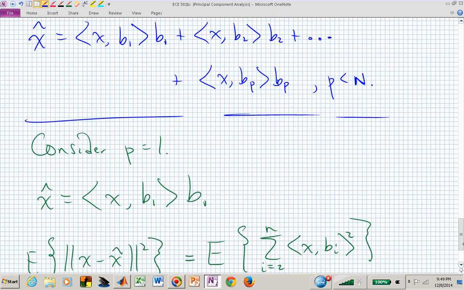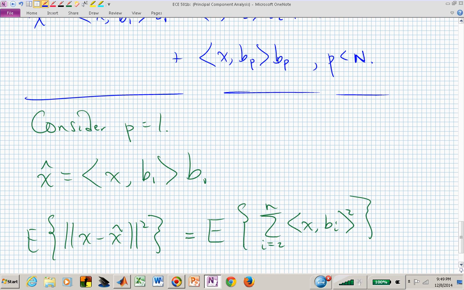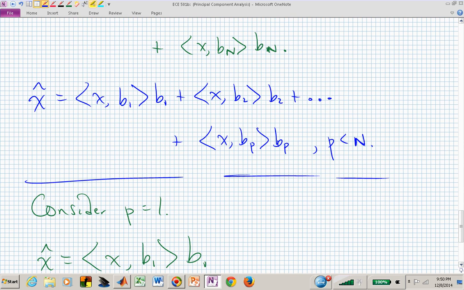For example, if we consider the case p equals 1, which is what I was just talking about, then x hat is just going to consist of this first term, where little p is equal to 1. We now have x hat is the inner product of x with b1. That gives us the amount of x that's in the direction of b1, and we now scale b1 by that weighting value, or that inner product.